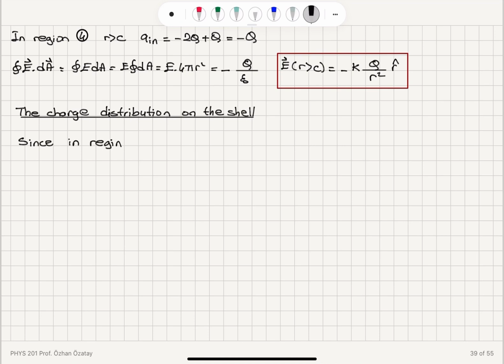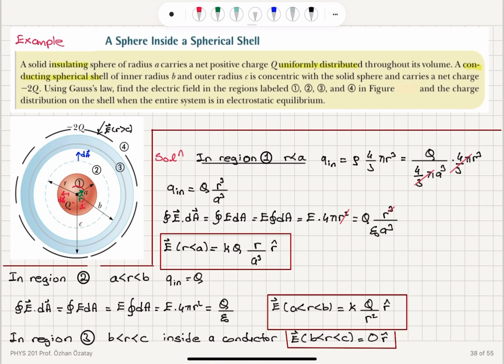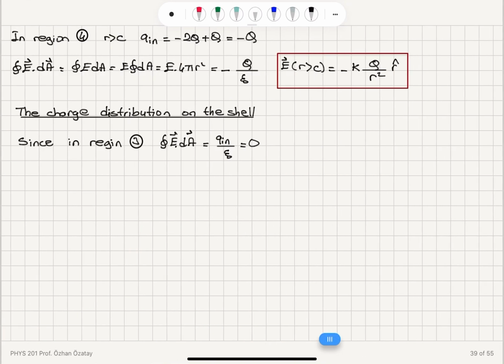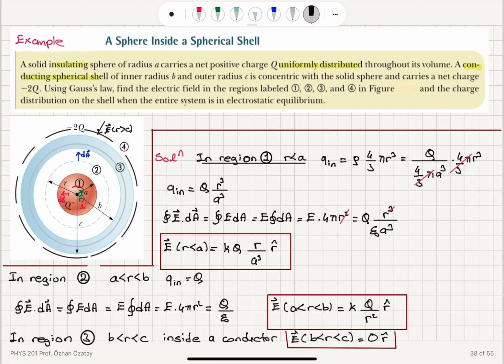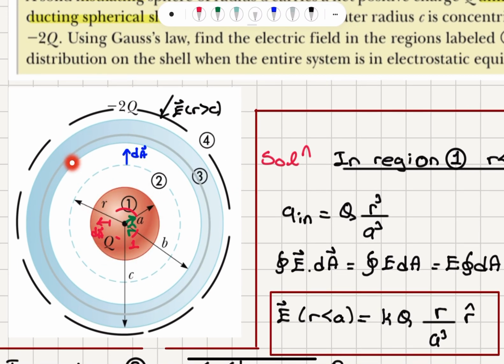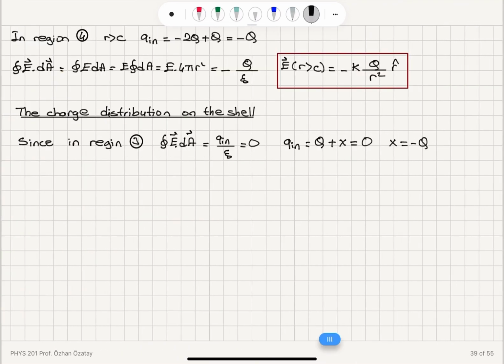since region 3 is inside this conducting shell, Gauss's law tells us that the integral of E dot dA is equal to Q enclosed over epsilon 0, which is equal to 0. So if I take a spherical Gaussian surface, this gray surface here, the charge enclosed is Q, the plus Q due to the insulating sphere, plus X, equal to 0. So X is equal to minus Q. So this is telling me that I already have plus Q inside, but then I must have a minus Q at the inner surface so that the total charge will be 0, so that the electric field will be 0.